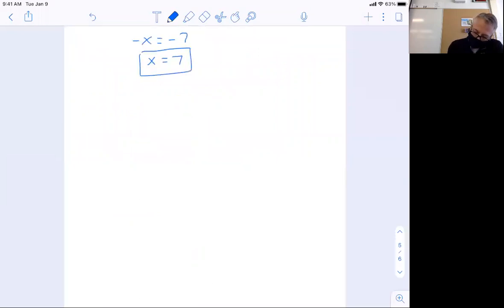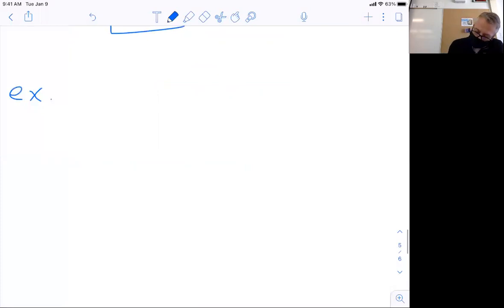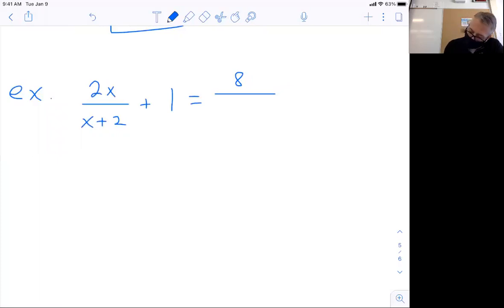All right, let's do another rational equation. So let's say we had 2x over (x plus 2) plus 1 is equal to 8 over (x squared plus 2x).